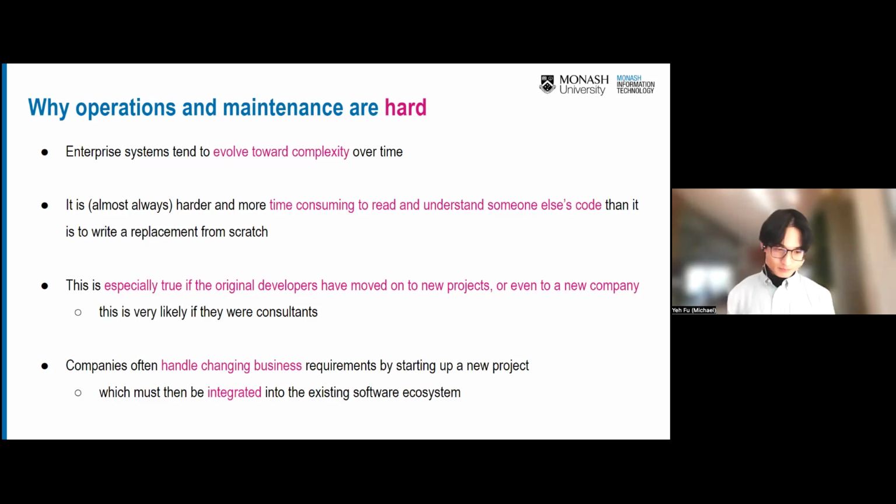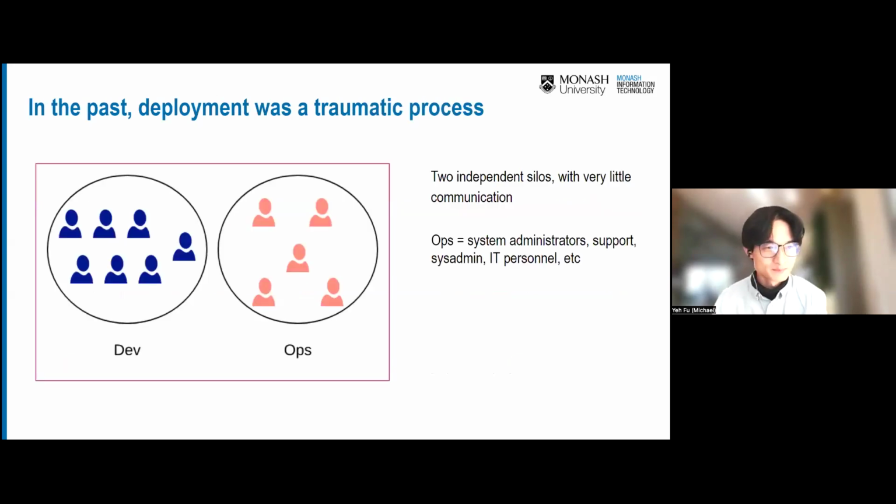So companies often handle changing business. For example, now we have a new business requirement from our client. We want to add new functions into our software. So what we're going to do is integrate this new function. And most of the time, when we want to change something or integrate something into our system, something bad will happen and we need to fix that error. So that's why maintenance is hard.